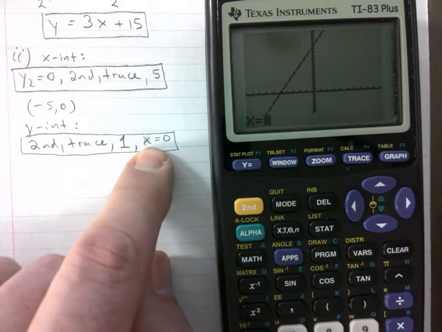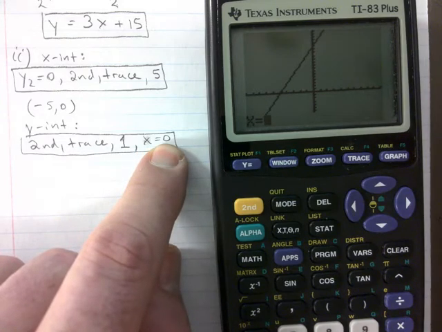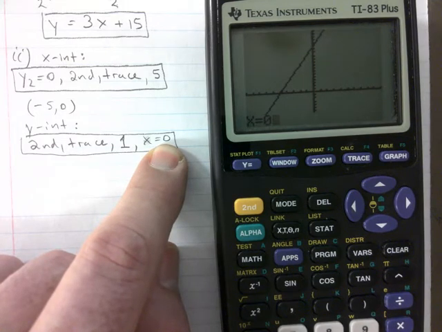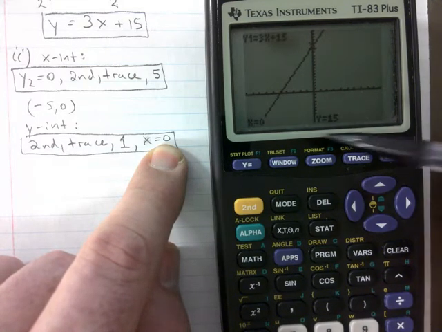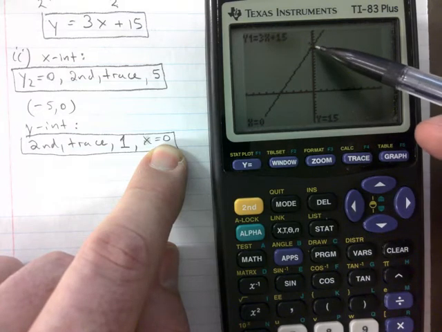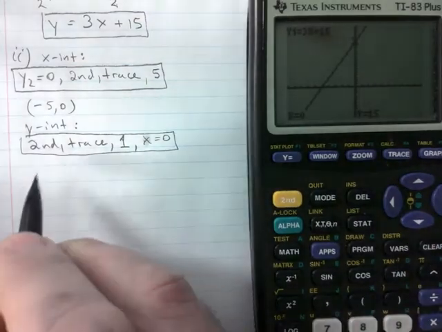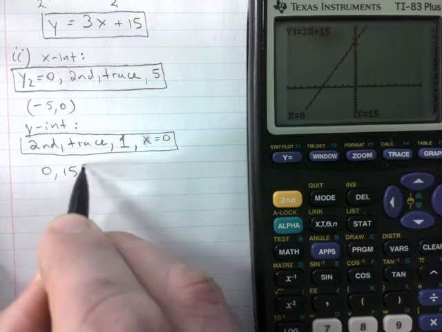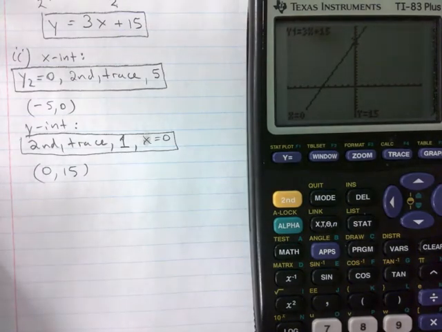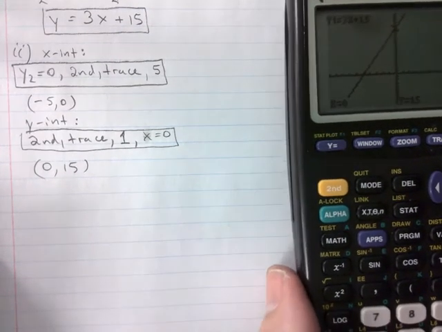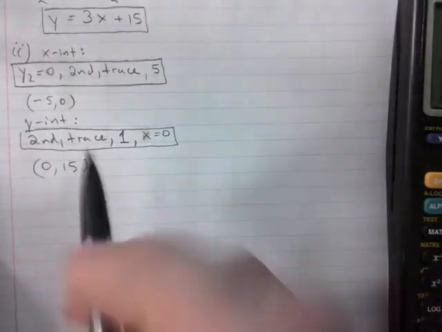And why are we selecting X is equal to 0? Because the Y-intercept, right? X is equal to 0 at that point. We will use this function again. And so 0, 15, right? There it is. 0, 15. And so those are my intercepts.